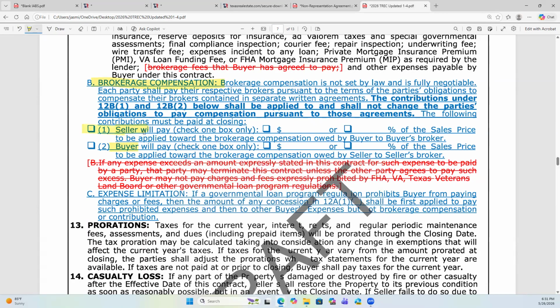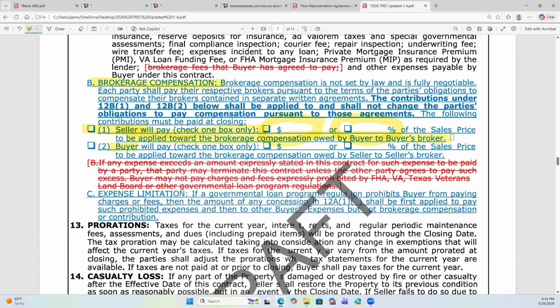I want the seller to pay this amount or this amount towards the brokerage compensation owed by the buyer to the buyer's broker. So it's the same. Nothing has changed, just how it's worded has changed to make sure everybody is clear.